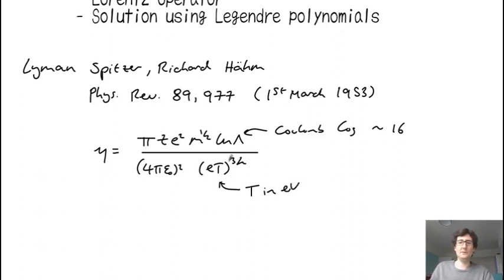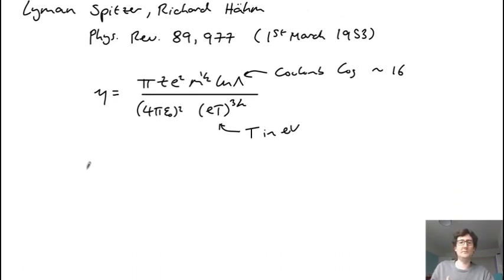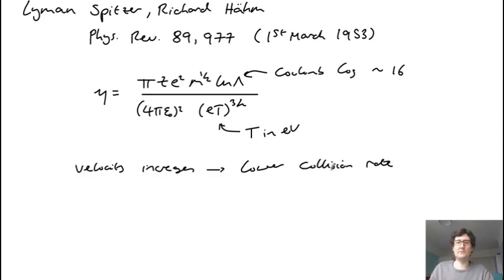The important thing to note is that the temperature is on the bottom, and so as temperature goes up, the resistivity goes down. This is connected to the fact that as the velocity goes up, the collision rate goes down. We'll come back to this a few times in the talk, because this is quite an unusual feature of plasmas, but quite important: the faster the particles move, the less often they collide, and so the hotter the plasma gets, the less resistivity it has.